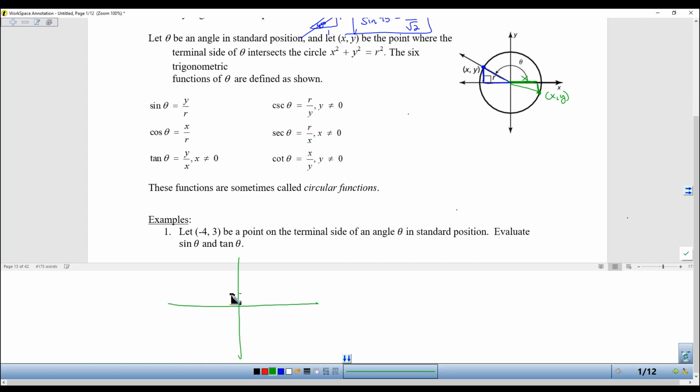Let -4, 3 be a point on the terminal side of an angle in standard position. So technically, this is theta. And you might be thinking, well, then how am I supposed to make that into a triangle? So the triangle is always compared to the x-axis, always. So this is going to be the triangle. And since this is the point -4, 3, this is a distance of -4, this is +3.